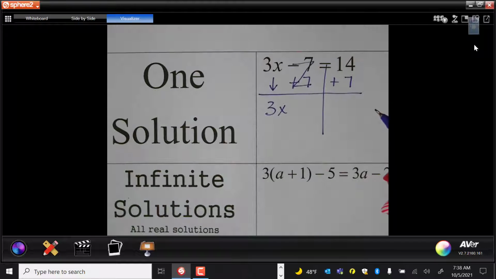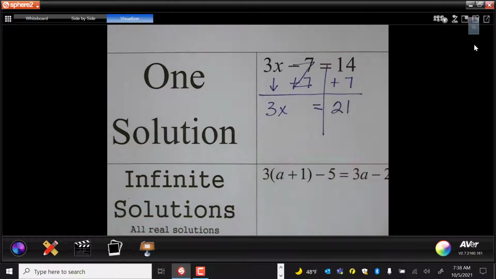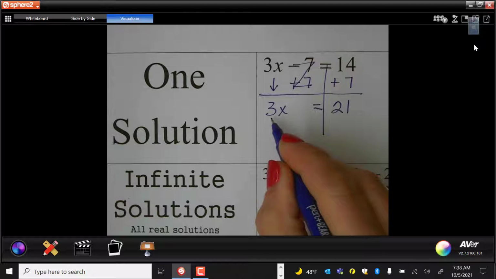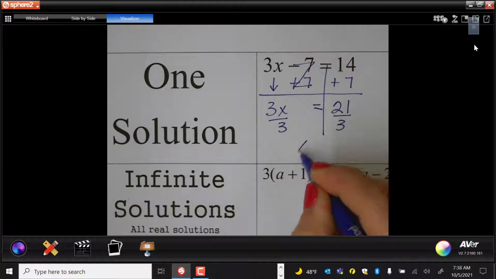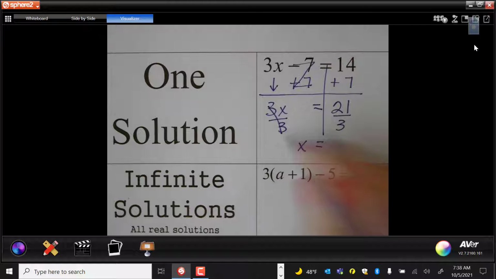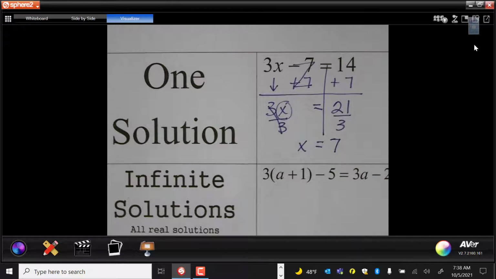Negative 7 plus 7 simplifies, and 14 plus 7 is 21. We get it down to that one-step equation. The inverse of multiplying by 3 is to divide by 3. Isolate the x, and x would equal 7. So that's an example of one solution, which we have been doing.